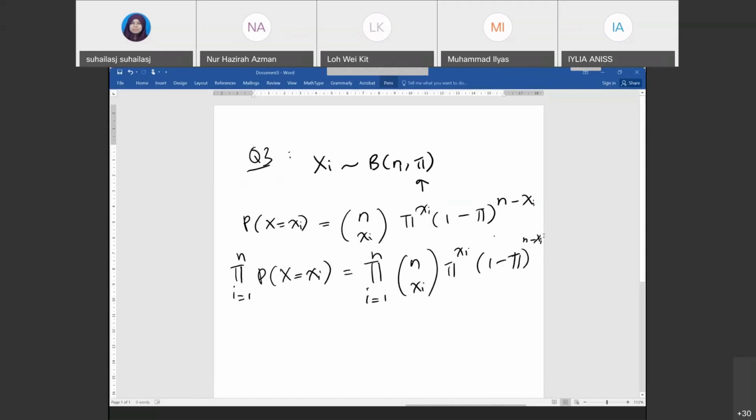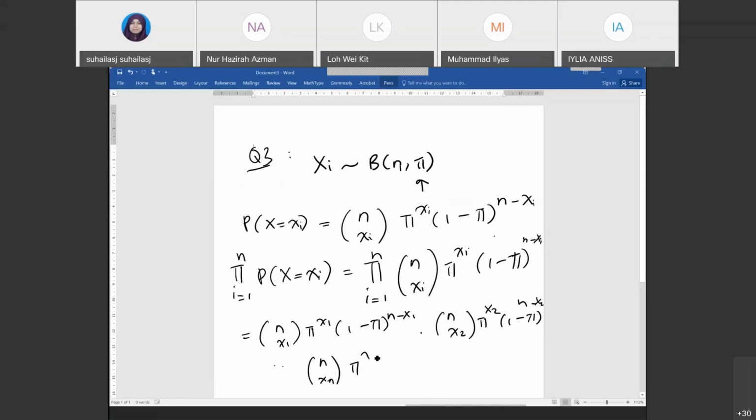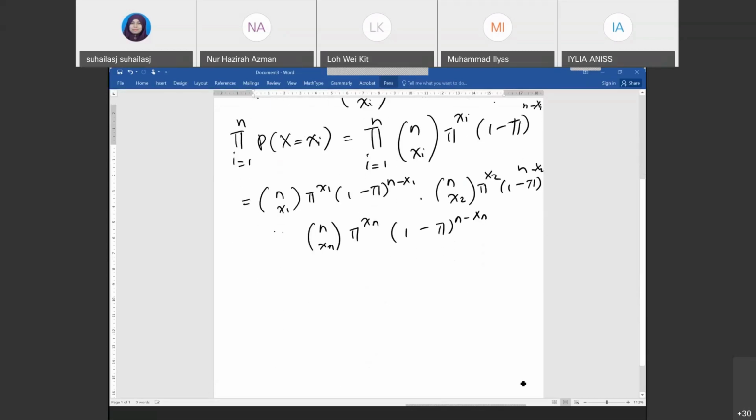So kalau kita expand, masukkan setiap satu tu, maksudnya you will have n choose x1, pi x1, 1 minus pi, n minus x1. Okay, darab. Then n choose x2, pi x2, 1 minus pi, n minus x2. Okay, n choose xn, pi xn, 1 minus pi, n minus xn. Okay, so itu dia punya probability function lah kalau kita masukkan likelihood function dia.